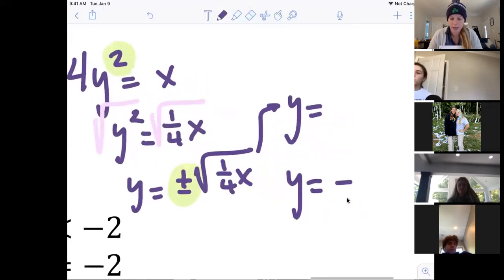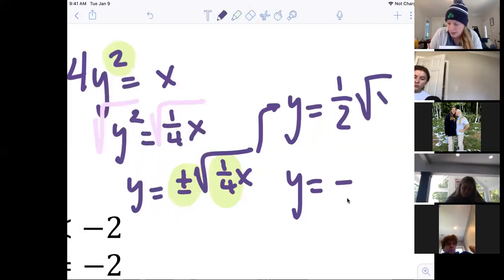Now, before I write anything, we can simplify 1/4. We can do the square root of that. The square root of 1 is 1, and the square root of 4 is 2. I can't do anything with the x because there's only one x, so it's going to be 1/2 root x, and then the other one is negative 1/2 root x.